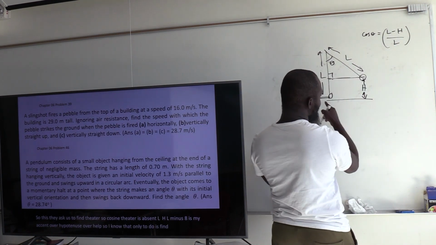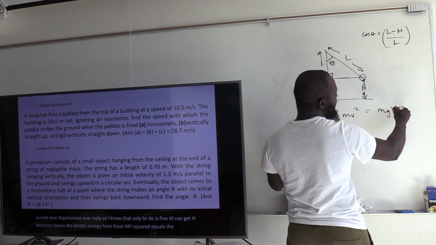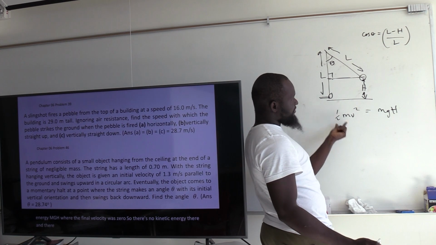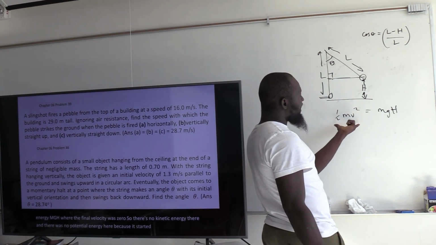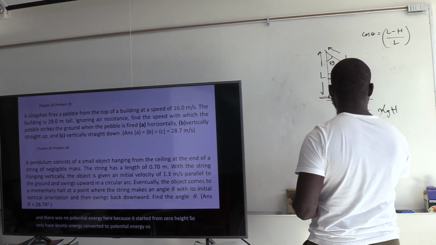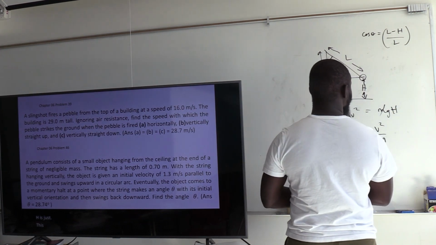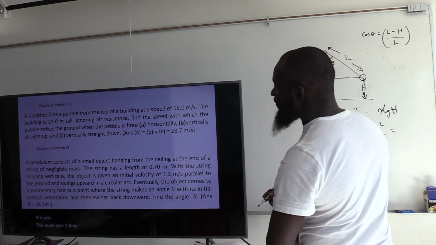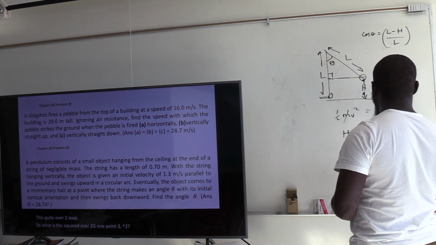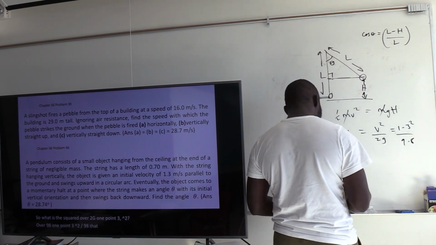I can get h because I know the kinetic energy here, half mv squared, equals the potential energy mgh, where the final velocity was 0. So there's no kinetic energy there. And there was no potential energy here because it started from 0 height. So I only have kinetic energy converted to potential energy. So from here, m cancels m. H is just v squared over 2g. So what is v squared over 2g? 1.3 squared over 9.8. That is h.